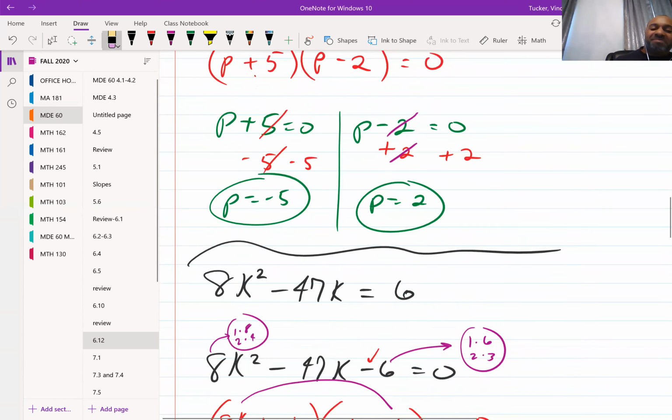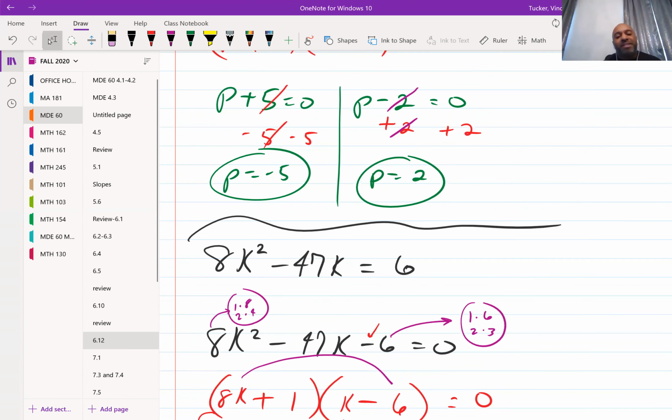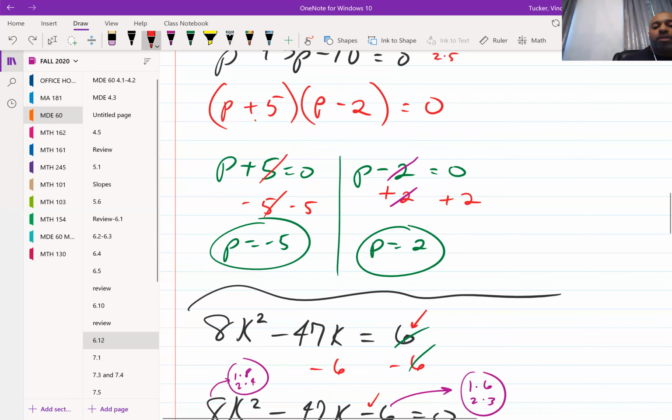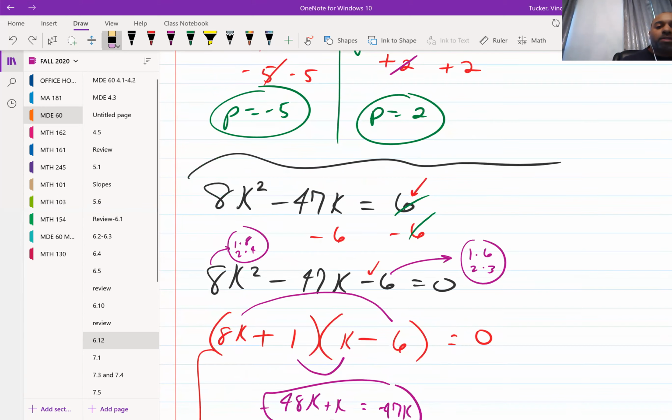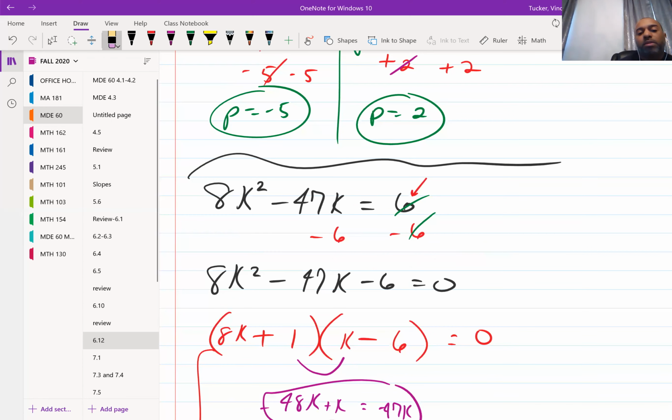So let's look at this one. You have 8k squared minus 47k equal to 6. All right, so first thing we recognize that we don't have a 0 right here. We want to make sure that is 0. So we're going to subtract 6. And that'll give us 8k squared minus 47k minus 6. And I already had a factorization down there, but the way you should be processing this is that we have that minus sign in the back, and so we know our signs are going to be plus and minus.